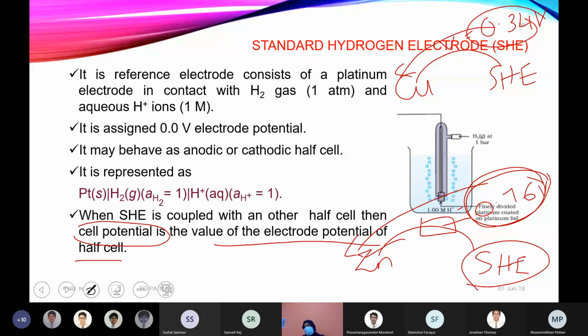But here the negative sign and positive sign make a difference. For zinc, it is negative 0.76. For copper, it is positive 0.34. The sign also matters.